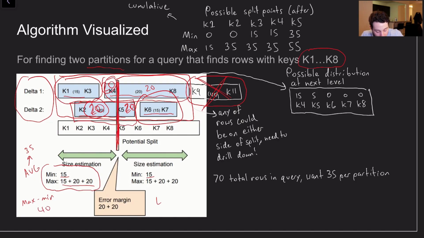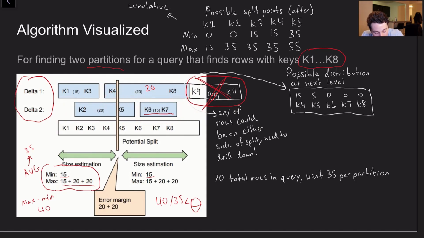So ultimately what we do is we take 40 divided by 35 and compare it with some number theta, where theta is just a parameter. So theta is going to be our error margin. And so if all partitions have their size estimation divided by their size margin being less than theta, it basically means that we can stop our algorithm and we have good enough partitions. Otherwise, what we have to do is actually drill further into the B tree.